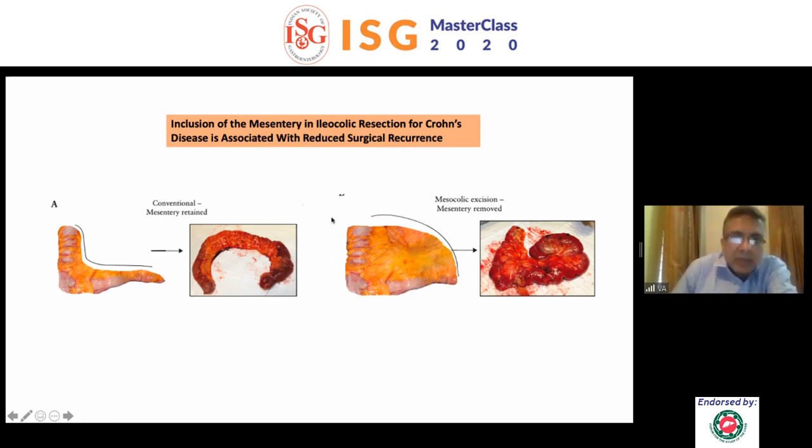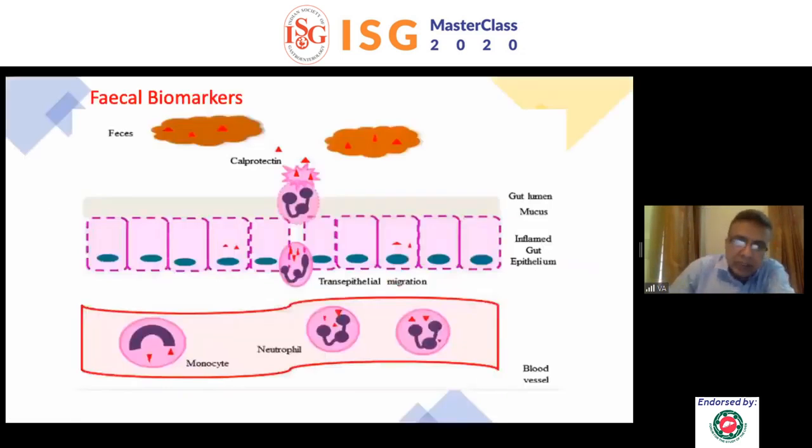So this remains debatable, yes, but at the same time, you can plan with the surgeons. When you send a case of Crohn's disease for surgery, you can at least talk to the surgeons about whether removing more mesentery would help or not, although I would say it's a little bit difficult.